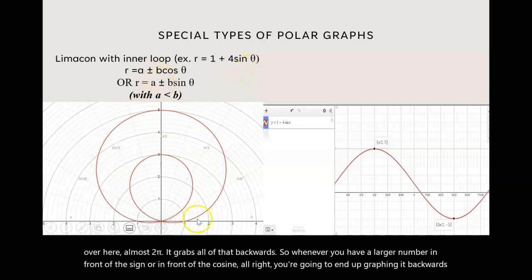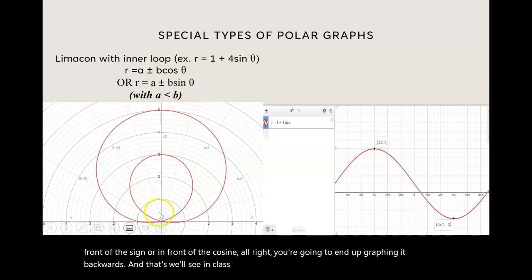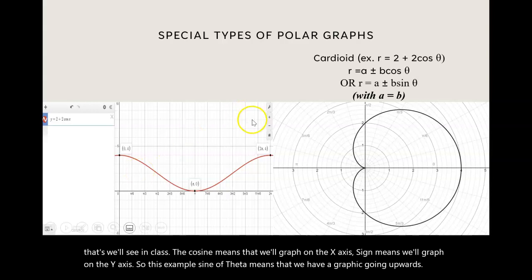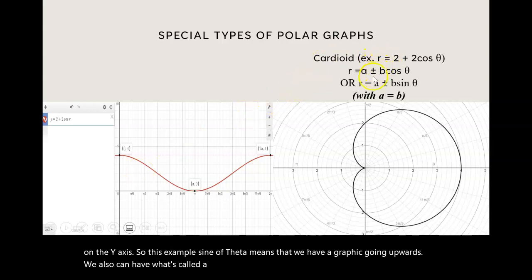And as we'll see in class, the cosine means that we'll graph on the x-axis, sine means we'll graph on the y-axis. So in this example, sine of theta means that we have it graphing going upwards. We also could have what's called a cardioid. So that's if a and b are equal to each other, we get what's called a cardioid.